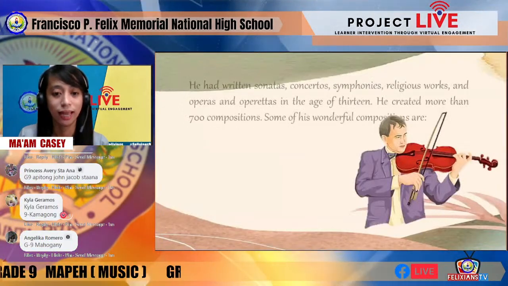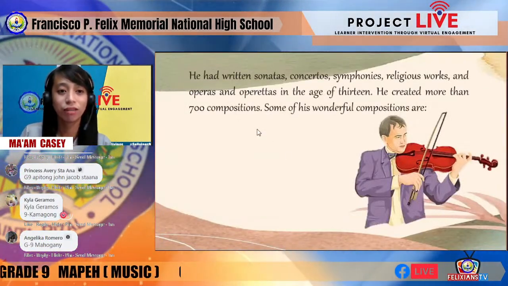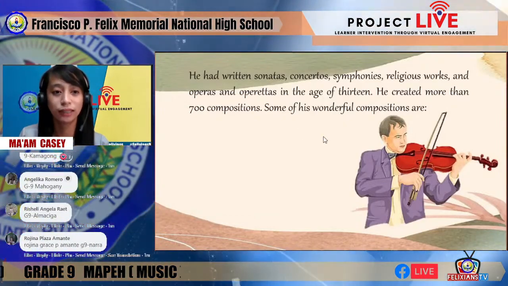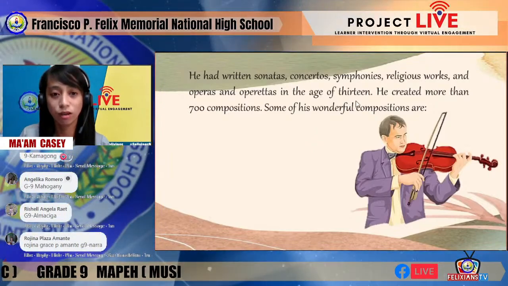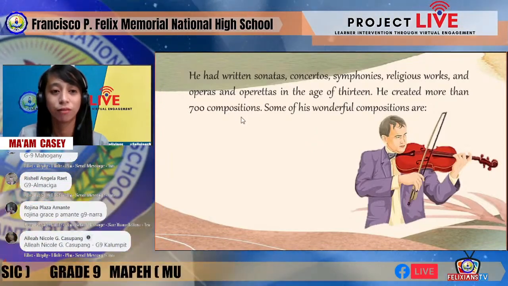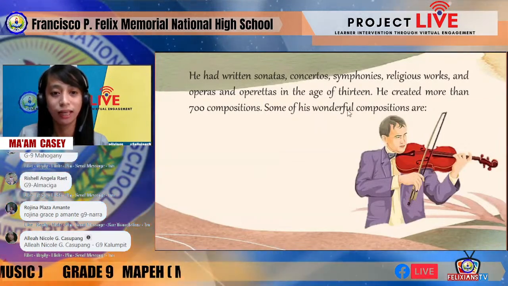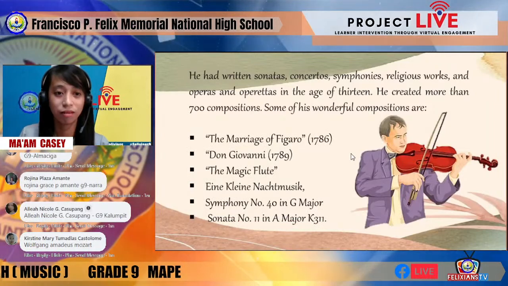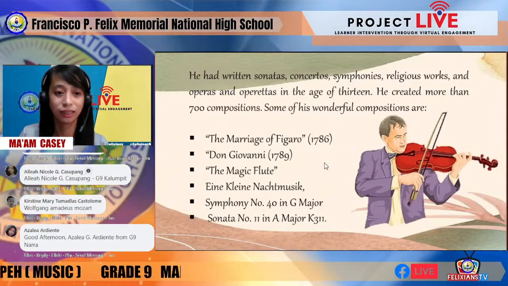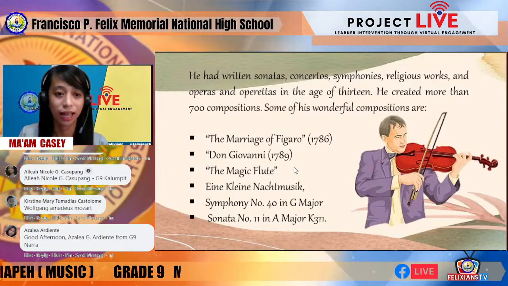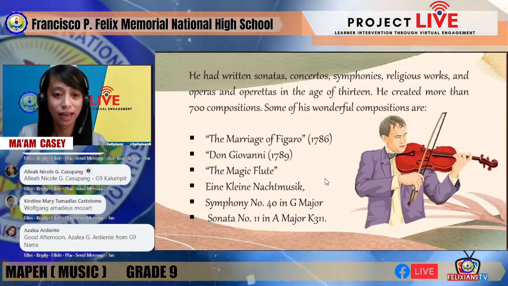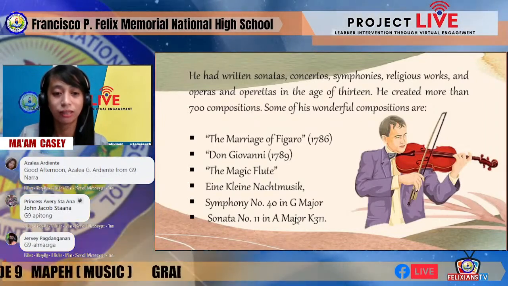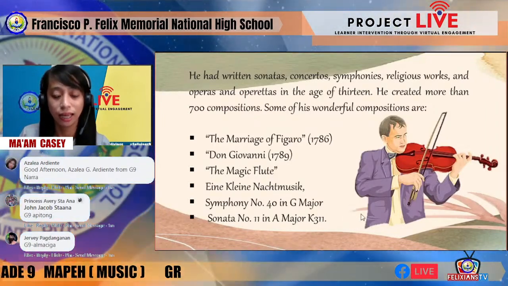Next, he had written sonatas, concertos, symphonies, religious works, and operas and operettas by the age of 13. He created more than 700 compositions, and some of his wonderful compositions are The Marriage of Figaro, 1786, Don Giovanni, 1789, The Magic Flute, Eine Kleine Nachtmusik, Symphony number 40 in G major, and Sonata number 11 in A major.